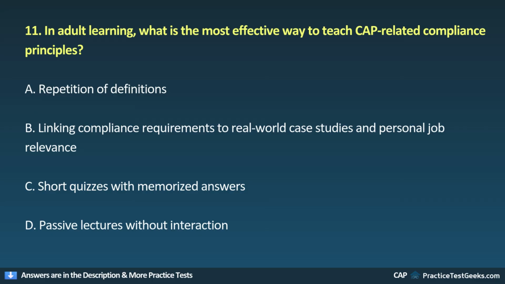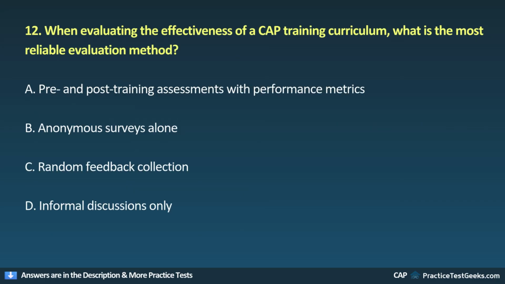11. In adult learning, what is the most effective way to teach CAP-related compliance principles? A. Repetition of definitions. B. Linking compliance requirements to real-world case studies and personal job relevance. C. Short quizzes with memorized answers. D. Passive lectures without interaction.